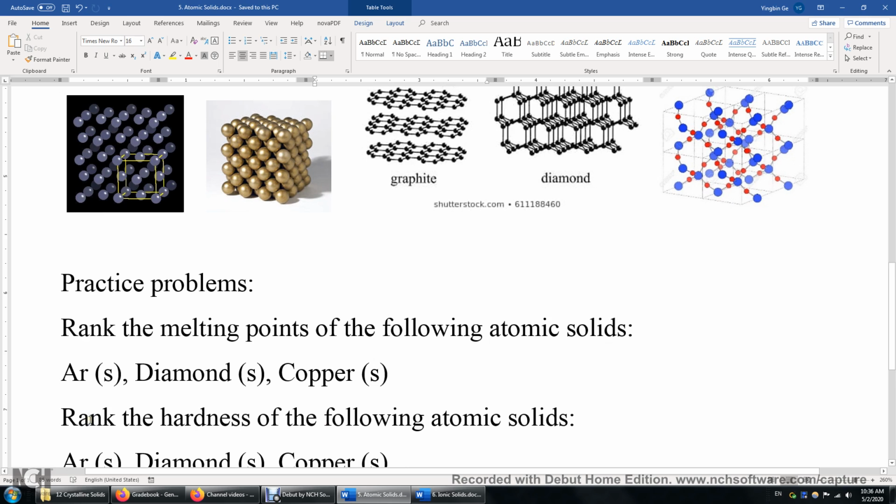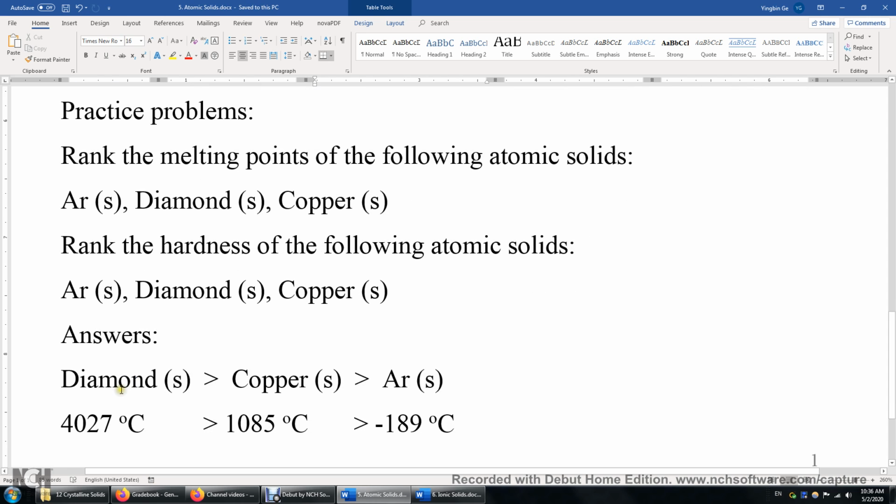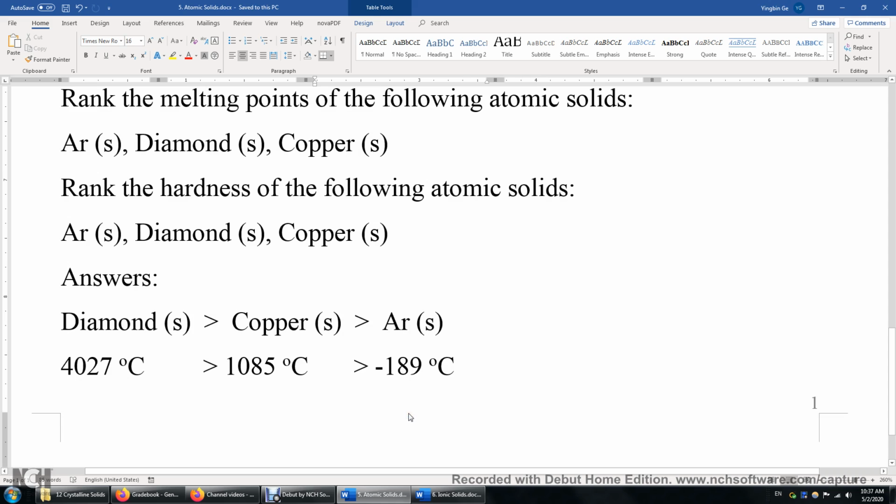So let's look at the second question. Let's rank the hardness of the following atomic solids. The same 3 solids. Similarly, diamond has the highest hardness, followed by copper, followed by argon. Let's look at the answers. The melting point of diamond is roughly 4,000, copper 1,000, argon negative 200-ish. All right, that's it.